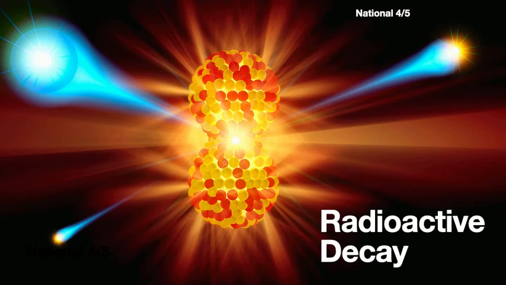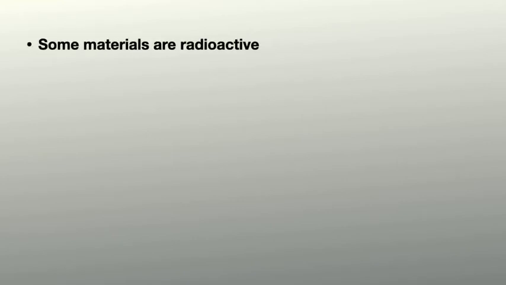Hello and welcome to this third video in a series on nuclear chemistry aimed at National 4-5 level. And today we're talking about radioactive decay, which is what's actually happening when radiation is produced. Because we know that some materials are radioactive.